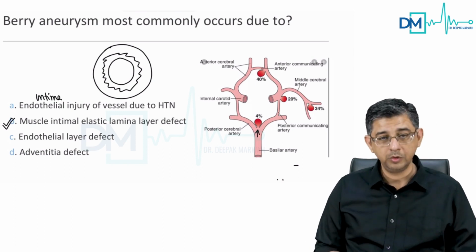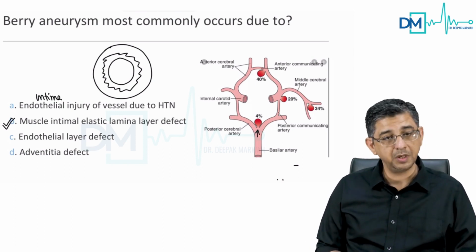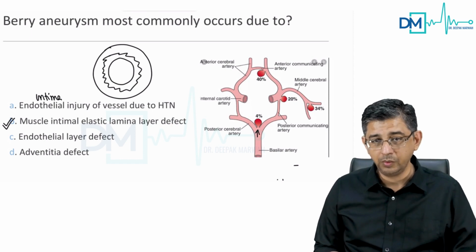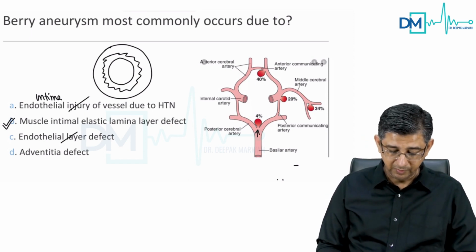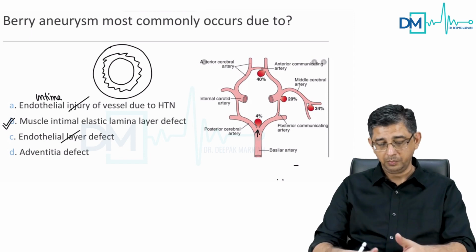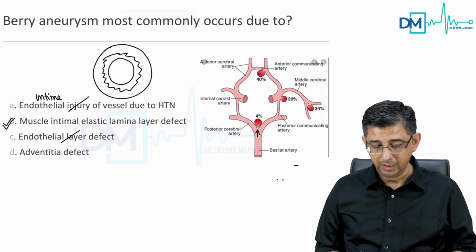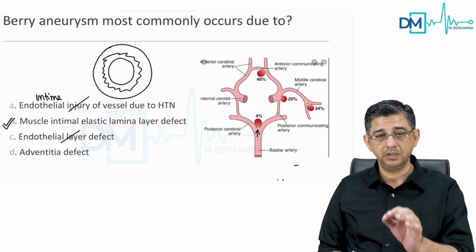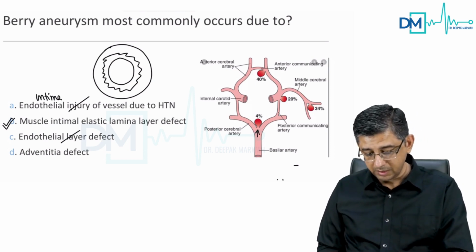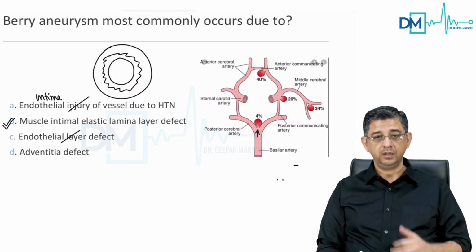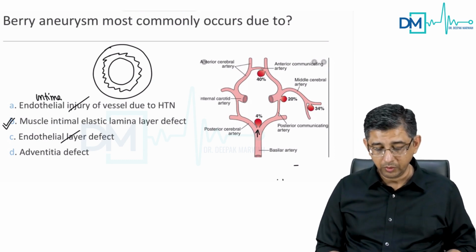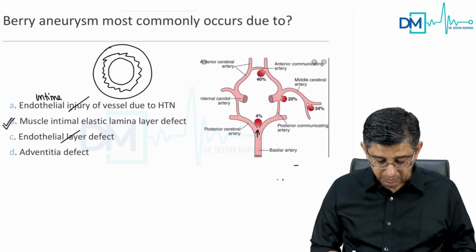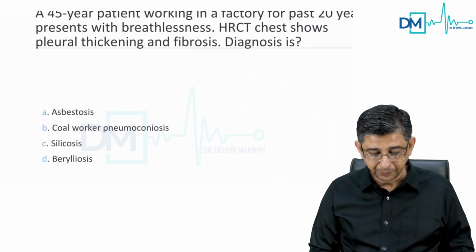A and C almost look the same, right? The concept behind them is the same, tunica intima involvement, so I'm ruling them out. And that means I'm left between B and D. Adventitia is the peripheral part of the blood vessel, right? And that's not involved in this condition. The main structural defect in this condition is the internal elastic lamina, and along with that is also the involvement of the tunica media. So the answer to this question is B. We move to the next one.